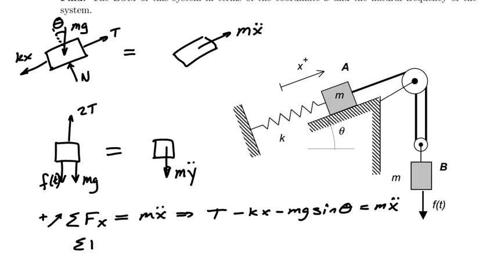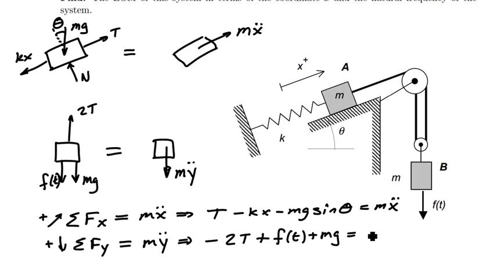I'm going to then choose to sum my forces in the downward positive direction on block B and set that equal to m y double dot. And if I do that, what I'm going to end up with here is that minus 2T plus f of t plus mg is going to equal m times y double dot.